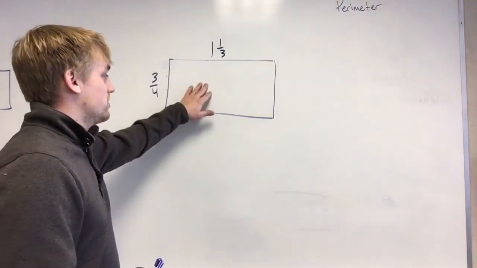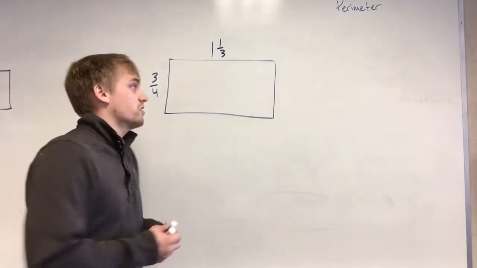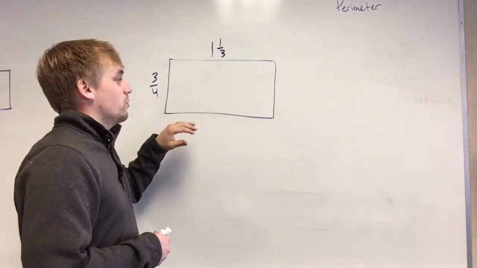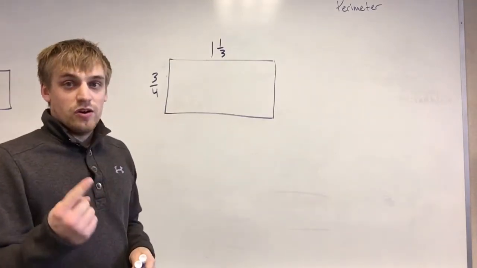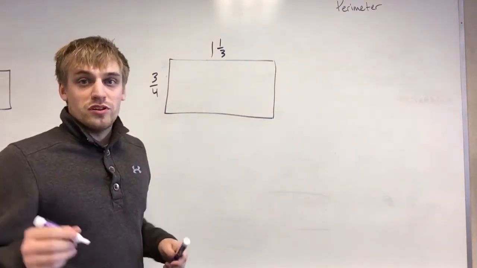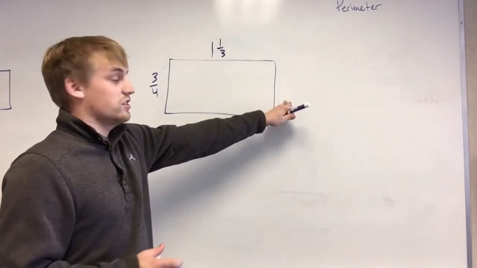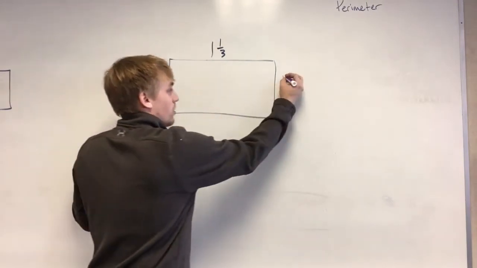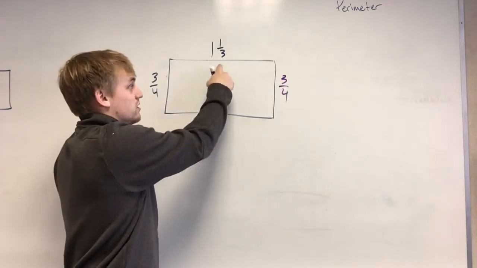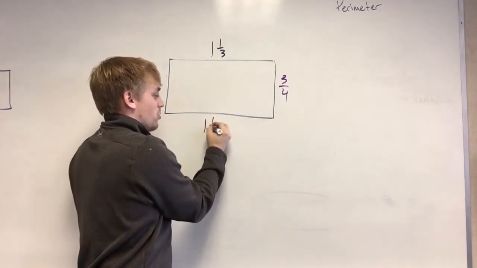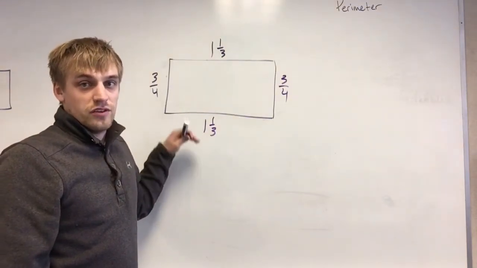So like this example, this is a rectangle. Again, I'm not the greatest artist, but this is a rectangle and we want to add up all the sides. Well, this is in fractions. The first thing that I always do is fill in the sides that I don't have. So this side's open, I like to put 3/4 here because this side is equal to this side, and this side is equal to this side, so I can put 1 1/3 here. That way all the sides are filled in.